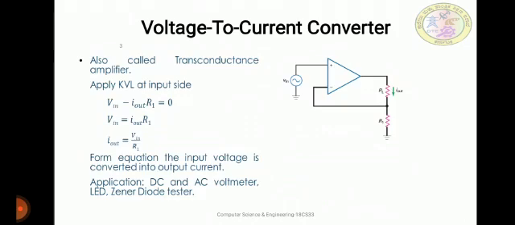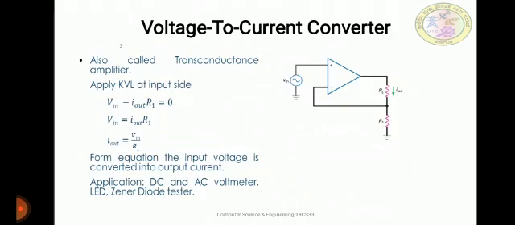A voltage to current converter or V to I converter is an electronic circuit that takes the voltage as the input and produces the current as the output. An op-amp based voltage to current converter produces an output current when the voltage is applied to its non-inverting terminal. You can see that I am applying the input to the non-inverting terminal. The circuit diagram is shown in the figure on the right side.